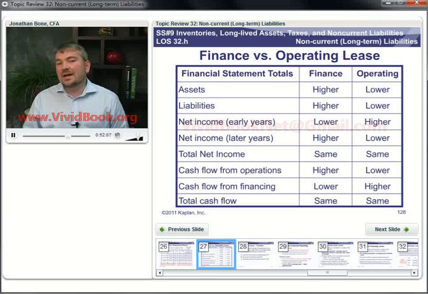Total impact on net income, well, we saw 30,000 went through under a finance lease, 30,000 went through under an operating lease, so over the life of the asset, the same amount will go through your net income. Cash flow from operations is going to be higher under a finance lease because only interest goes through CFO, whereas under an operating lease, the full rental payment goes through CFO, giving a lower figure. Cash flow from financing, of course, the principal payment under a finance lease goes through cash flow from financing, giving you a lower figure, whereas under an operating lease, nothing goes through cash flow from financing, so comparatively you have a higher figure. Total cash flows should be the same, the 10,000 that you pay each and every year.